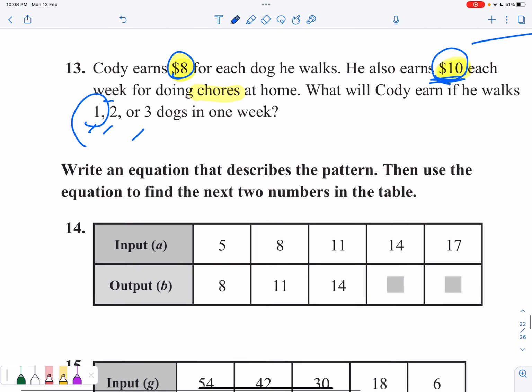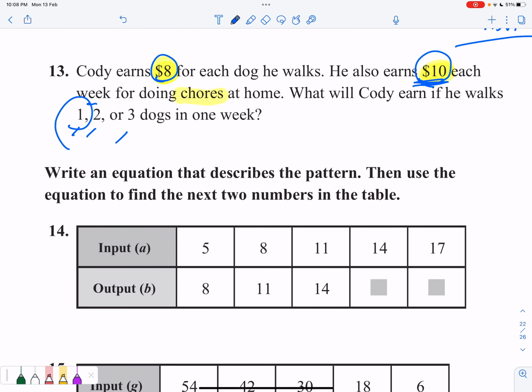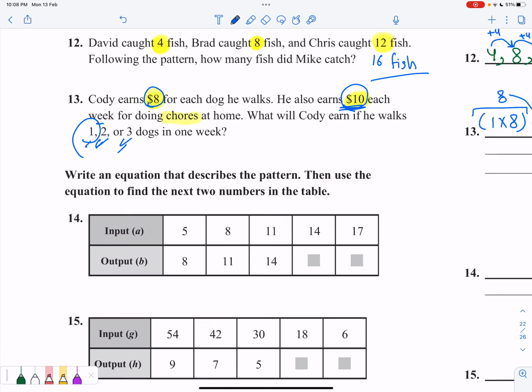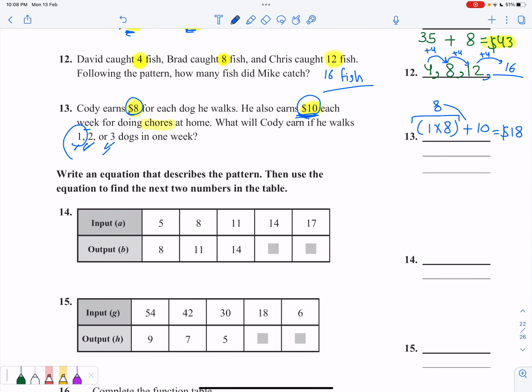But he didn't ask us about only 1 dog. He asked us also about 2 dogs and 3 dogs. So let's do that. The next time he will walk 2 dogs and each one of them costs $8. Then we will add the 10 that he will get from the chores. So 2 multiplied by 8 equals 16. Add to that the 10, that is equal to $26.